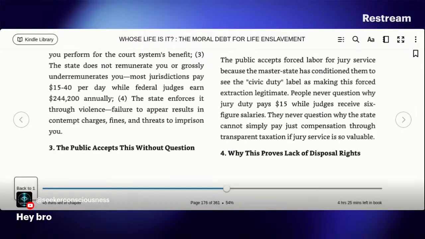The public accepts forced labor for jury service because the magistrate has conditioned them to see the civic duty label as making this forced extraction legitimate. People never question why jury duty pays $15 while judges receive six-figure salaries. They never question why the state cannot simply pay just compensation through transparent taxation if jury services are so valuable.